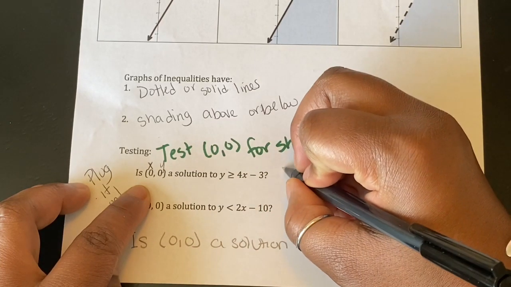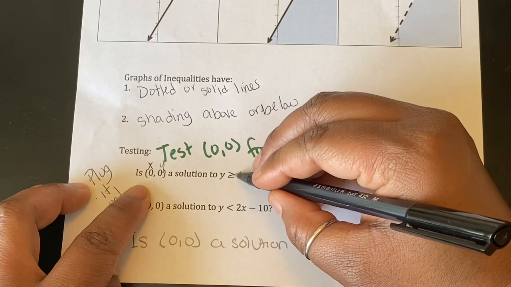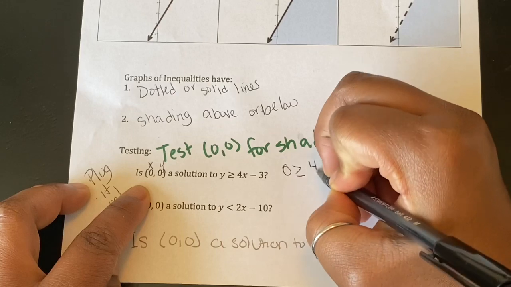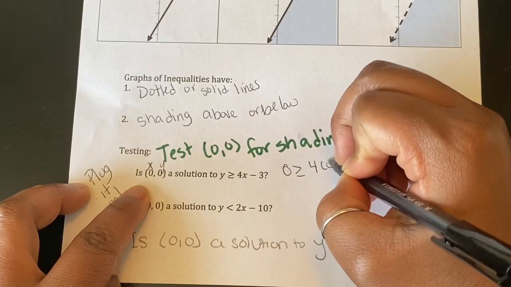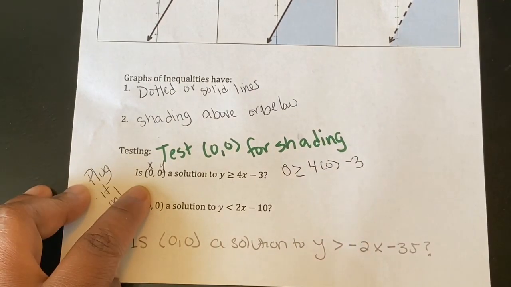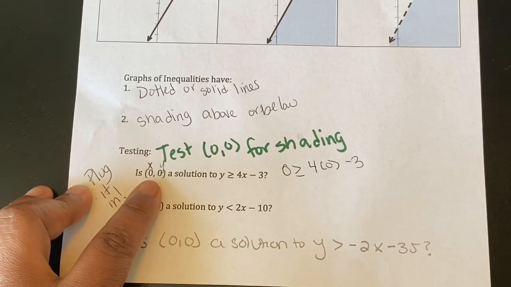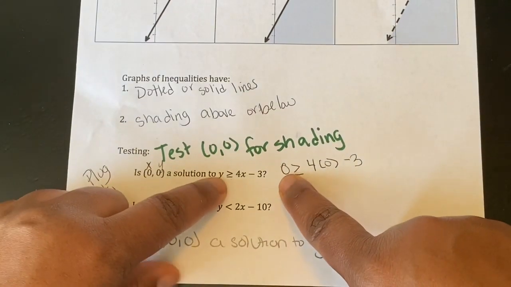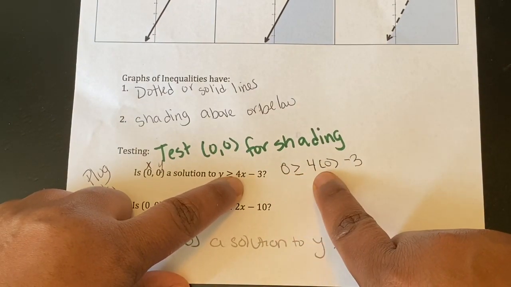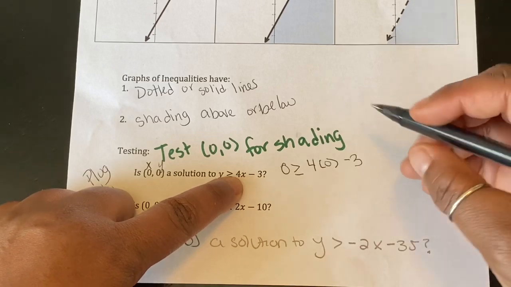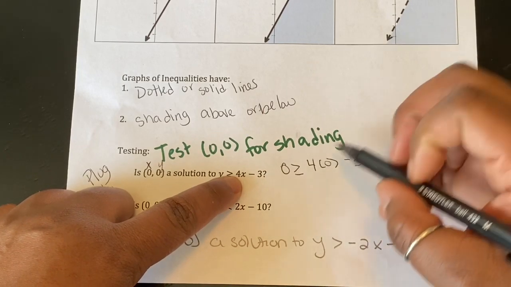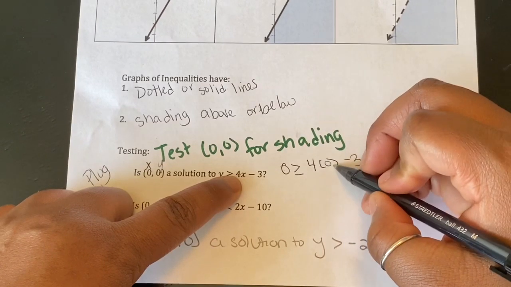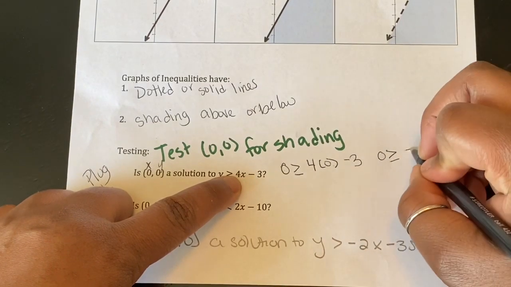So instead of y is greater than or equal to, it's going to be 0 is greater than or equal to 4 times x, which is now 0, minus 3. Again, all I did was plug in my x and my y, which is 0 and 0. Wherever I saw y, I plugged in 0. Wherever I saw x, I plugged in 0. That's it. Now I'm going to solve it using my regular math skills. This is just 0 is greater than or equal to, now 4 times 0 is 0, minus 3 is negative 3.